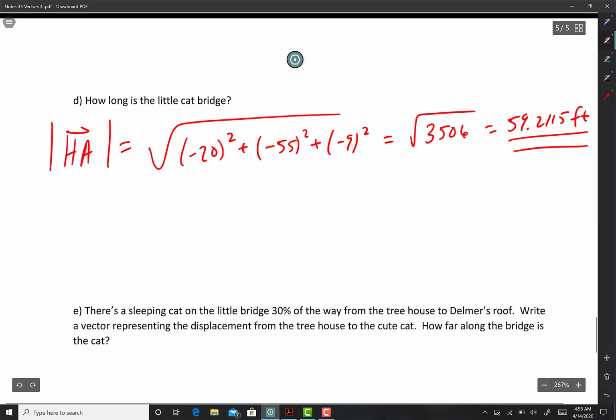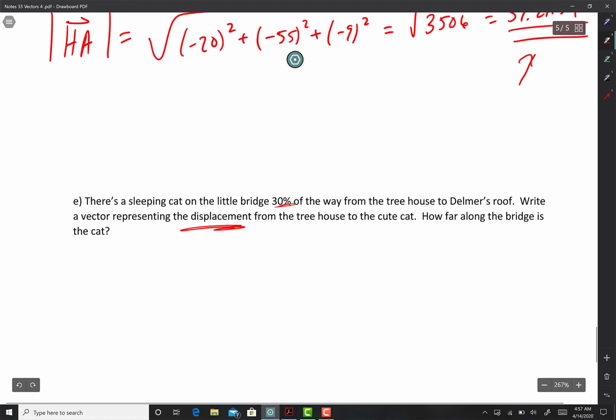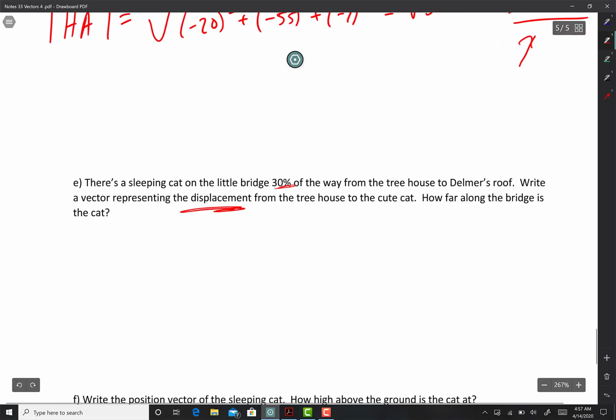All right, let's see what we got next. There's a sleeping cat on the little bridge 30% of the way from the treehouse to the dormer's roof. Write a vector representing the displacement from the treehouse to the cute cat. How far along the bridge is the cat? Well, it should be 30% of this number here. We'll verify that in a little bit. So let's first do that vector, guys.